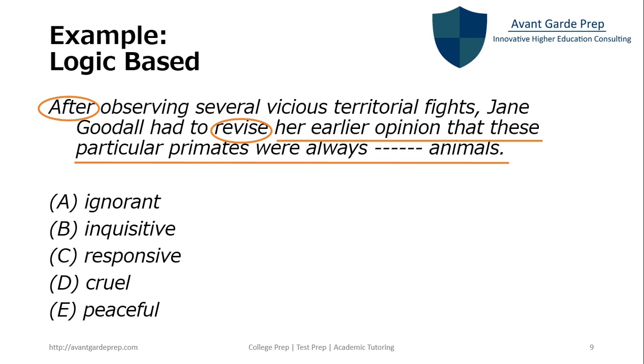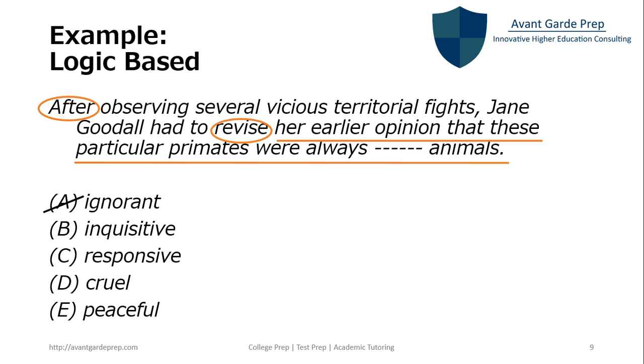And lastly, the end of the sentence, her earlier opinion that these particular primates were always blank animals. So now we know what is changing, her earlier opinion. So we need a word that would convey the same meaning as something that would have had to have changed after seeing a vicious fight. So if we think about ignorant, if her earlier opinion stated that primates were ignorant animals, that wouldn't necessarily change after she watched a fight. So we would eliminate that.